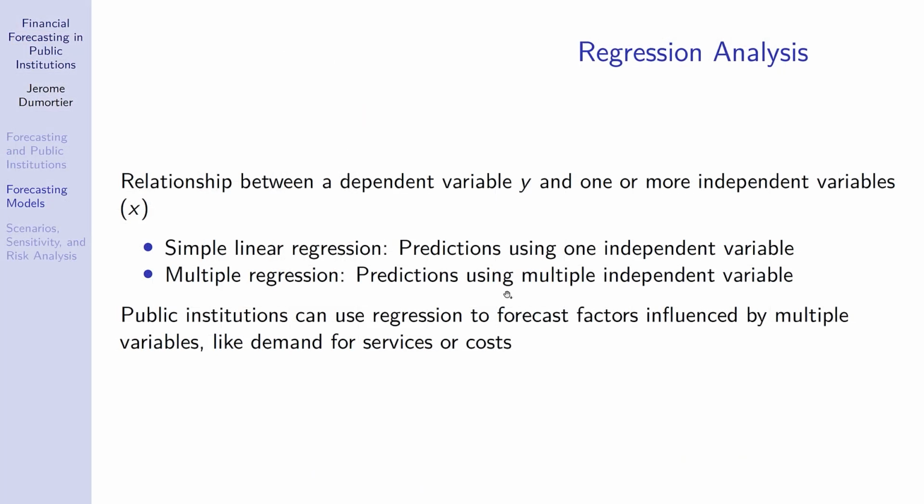The last method covered in this video is the so-called regression analysis, where we are looking at the relationship between a dependent variable y and one or more independent variables x. If we have a simple linear regression model, then we are doing the predictions using just one independent variable. For multiple regression, we are looking at the predictions using multiple independent variables. Note that regression analysis is usually also the bread and butter for any social scientist.